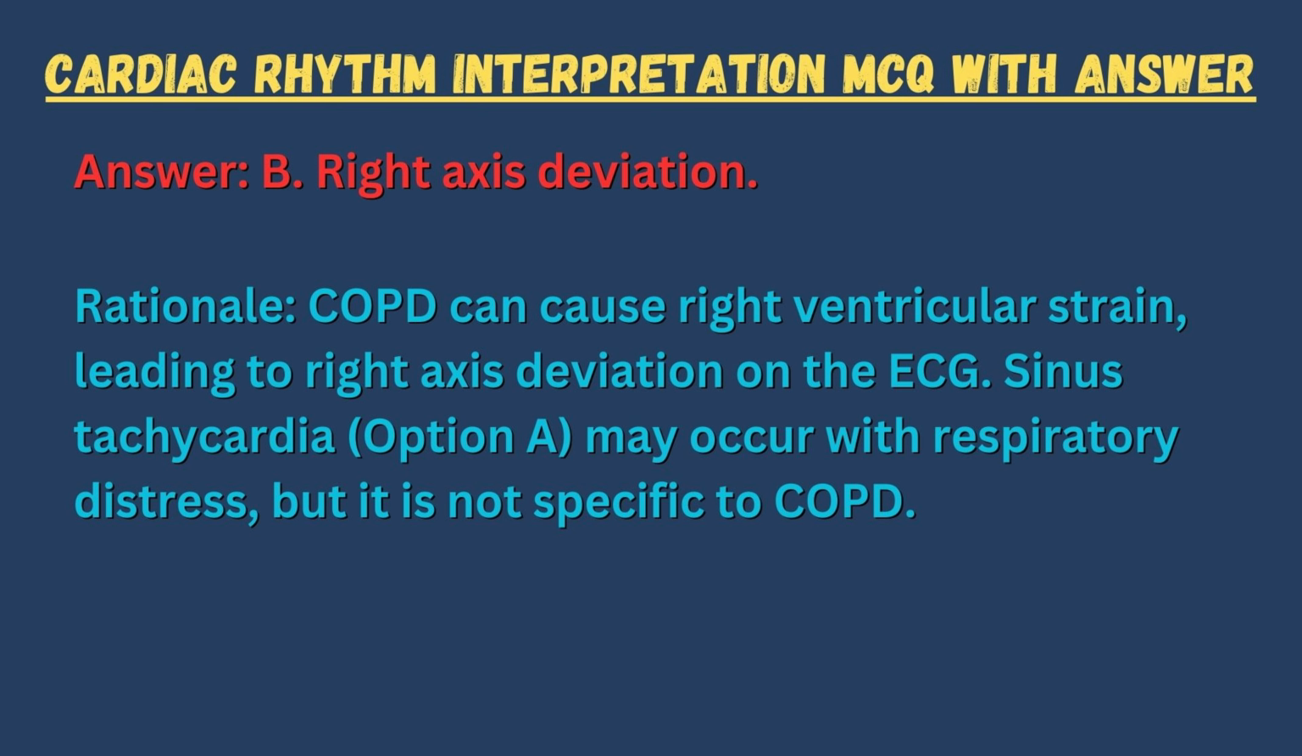Answer: B. Right axis deviation. Rationale: COPD can cause right ventricular strain, leading to right axis deviation on the ECG. Sinus tachycardia, option A, may occur with respiratory distress, but it is not specific to COPD.